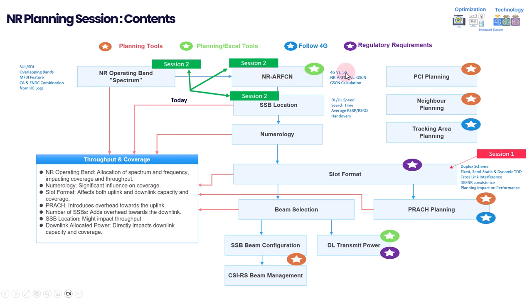Then the second part is about the NR-ARFCN. We'll do a quick comparison between 4G and 5G, and we'll show this new concept called GSCN, and how to do the calculation for the SSB, for example, the center frequency. Then the last part will be the impact of SSB in different speed, search time, and the RSRP. So this will be the second session, and the previous session already covered the slot format in detail.